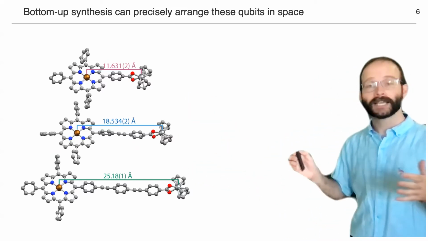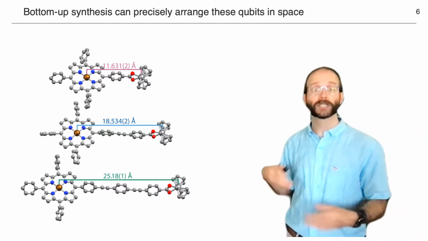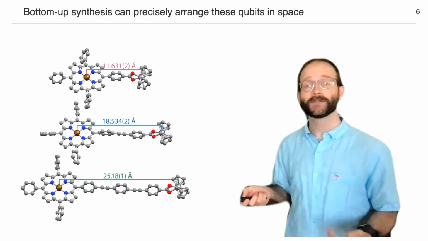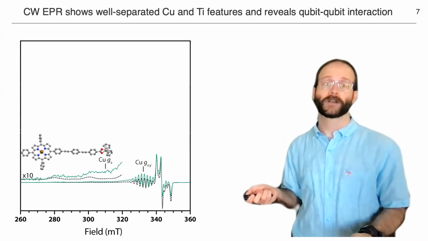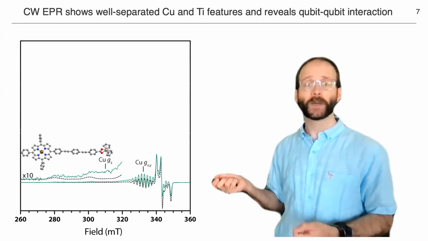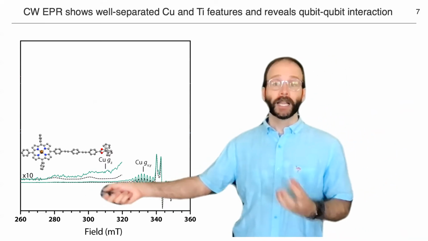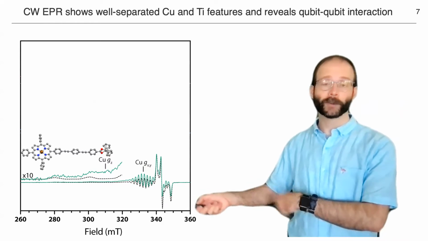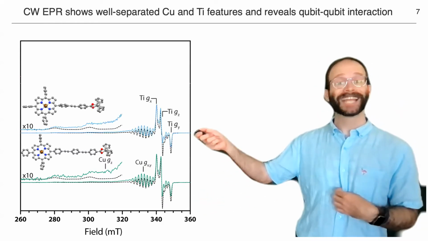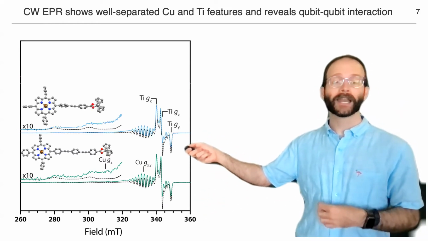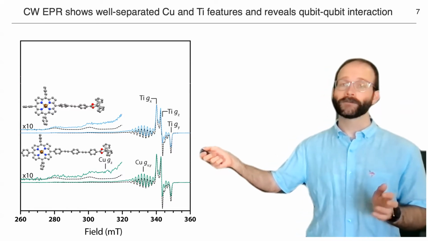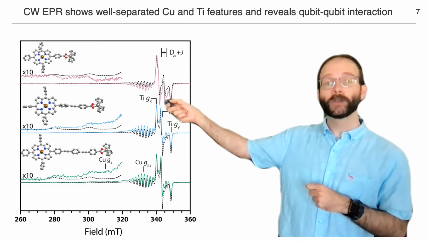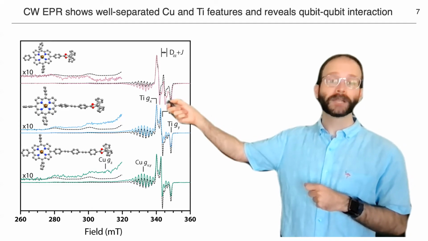And as we tune the distance and chemical linkage between them, we also expect to tune their magnetic interactions with one another. And the way that we can most sensitively probe this is with electron paramagnetic resonance spectroscopy, or EPR. And continuous wave EPR, shown here, clearly shows that the copper features, which show up at lower fields or higher microwave frequencies, are well separated from the titanium features, which show up at higher magnetic fields or lower microwave frequencies.